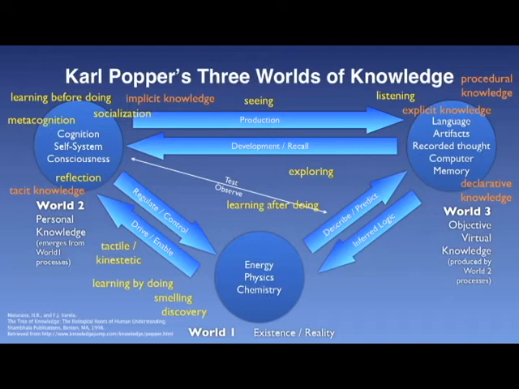How do the worlds work together? World 2 is based on observations of World 1, but World 2 attempts to exert control over World 1. World 3 is a product of World 2, but World 3 is useful as the objects that are produced are knowledge artifacts that can and are used in education and learning about World 2 and World 1.